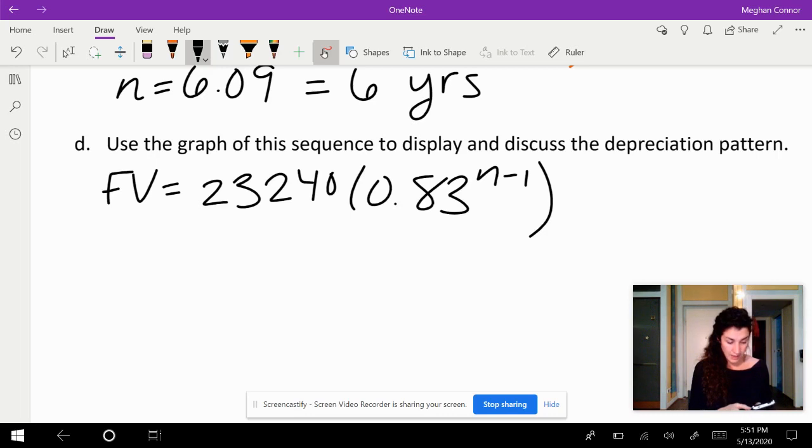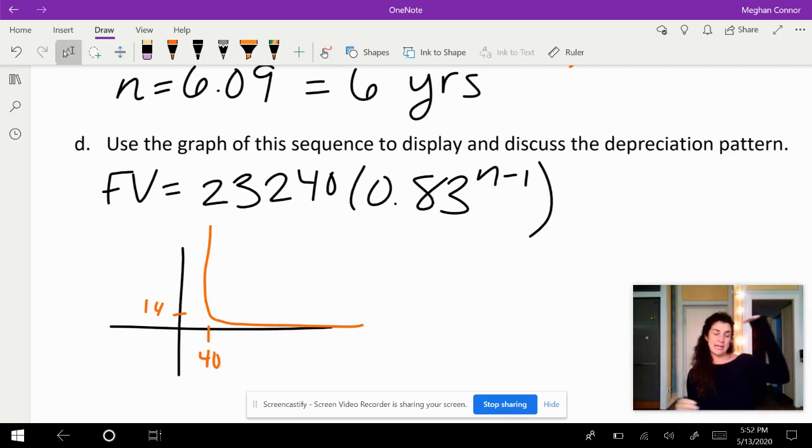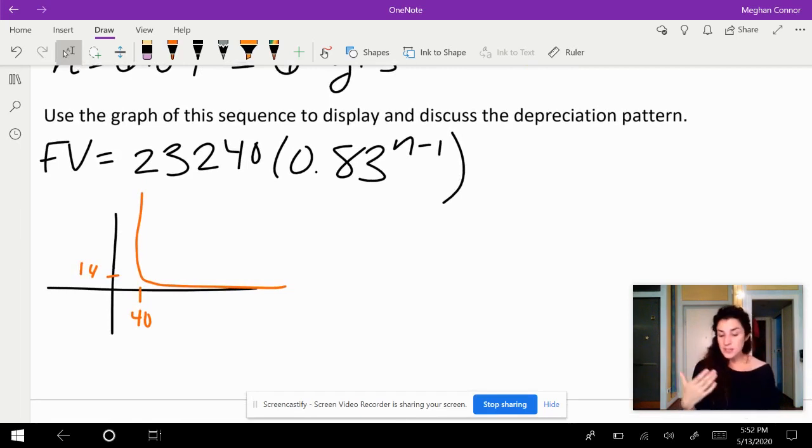I hope that you have gotten to the point where you can see it. You've zoomed out a few times. The graph looks something like this, where it really does drastically come down. And I want to show you that that number right there is 40 or something like that, to a value of like 14. But anyway, it's got this idea of where it's going down, and then at some point it tapers off. So it says, use the graph of this sequence to display and discuss the depreciation pattern. So the depreciation pattern is that it sharply decreases in value.